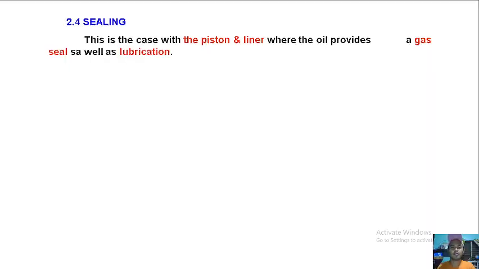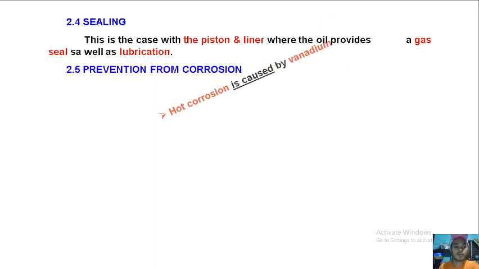On the top of the piston head, there's combustion, and to prevent combustion from going down to the crankcase, oil also serves as a seal as well as lubrication in the cylinder or the piston. Next is the prevention of corrosion.